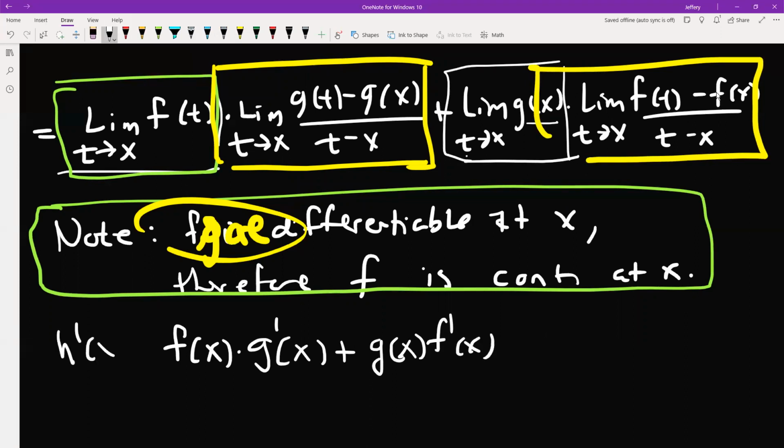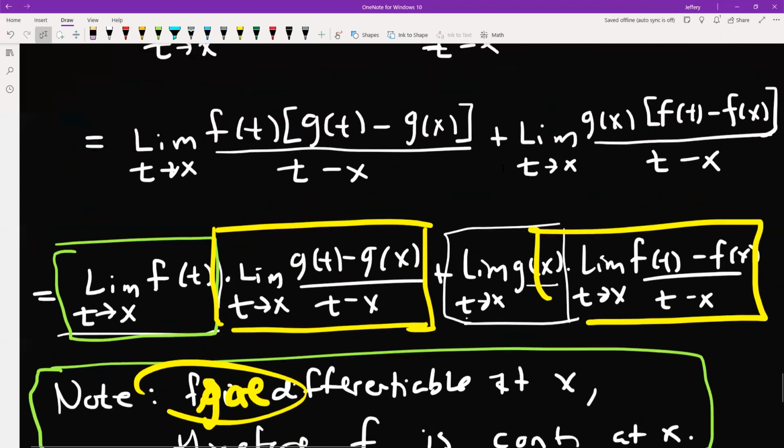So h prime of x is equal to this, just like we said. h of x was f of x times g of x. So h prime of x is f times g prime plus g times f prime. Got it. Okay. So there it is.